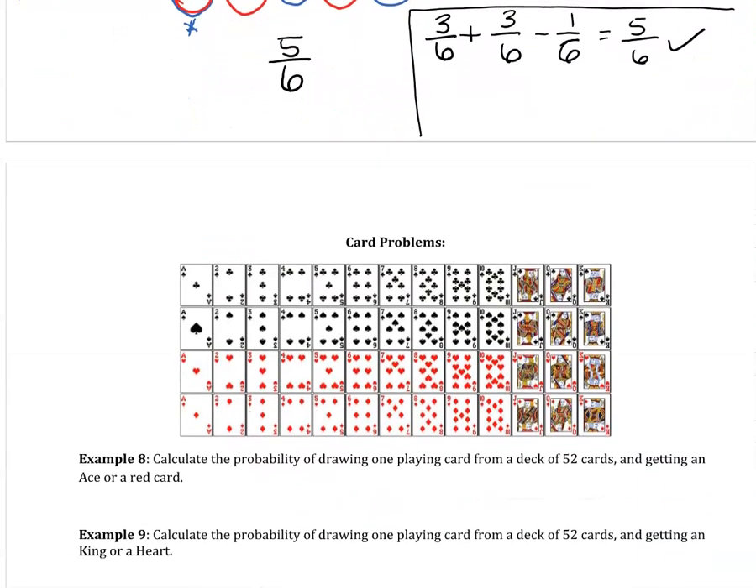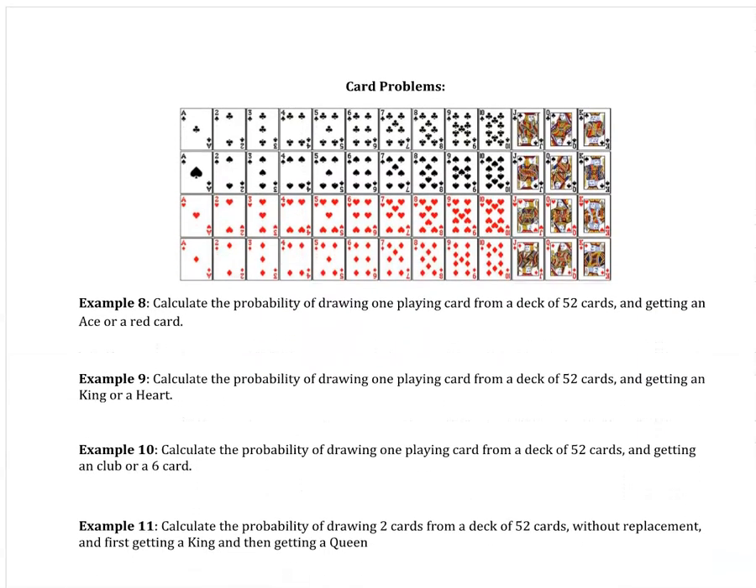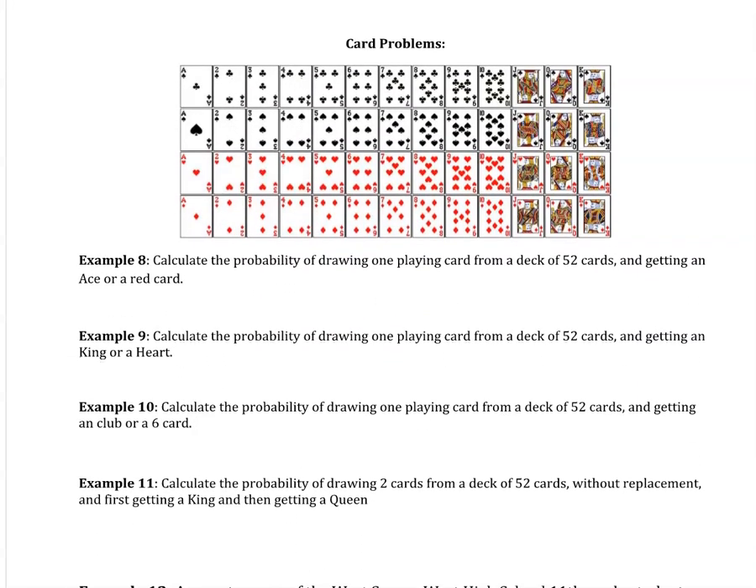All right, lastly, we're going to talk about card problems again in order to do some probabilities and mix in some ANDs and ORs. So calculate the probability of drawing one playing card from a deck of 52 cards and getting an ace or a red card. So first of all, an ace, there are 4 of them, so that's 4 out of 52.